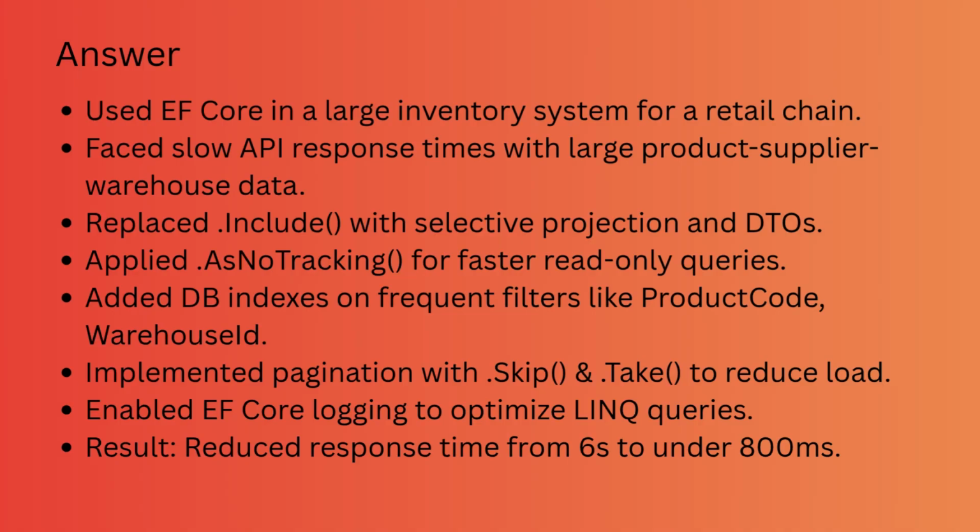Initially, everything worked fine during development. But once we moved to UAT with a large dataset, thousands of products and warehouses, some API endpoints started slowing down drastically. The worst case was an API that fetched all products along with their supplier and warehouse info. Here's what I did to improve EF Core performance.